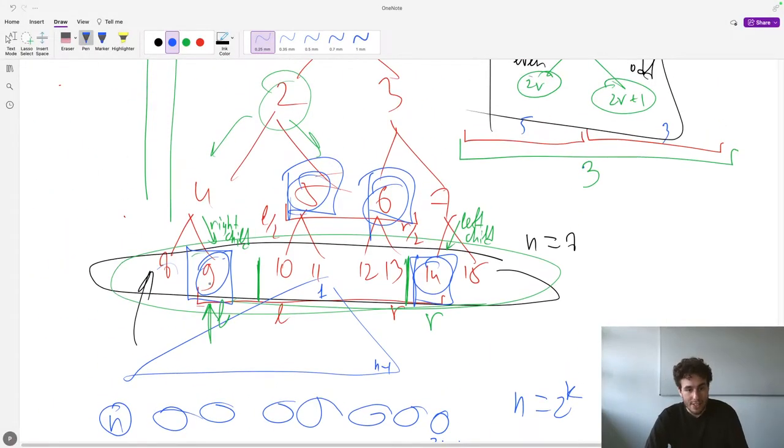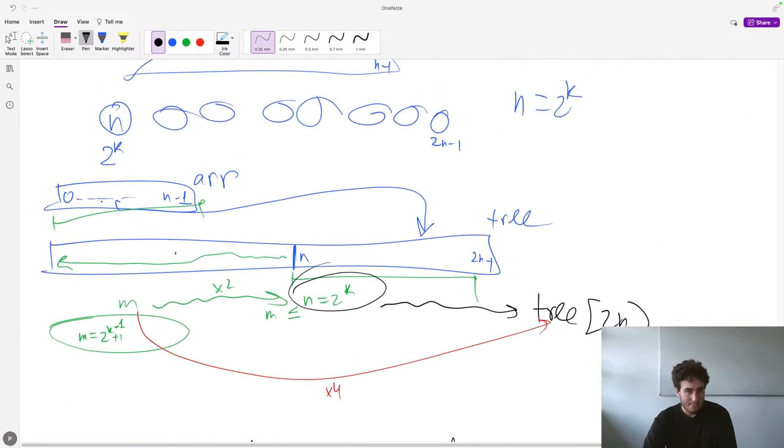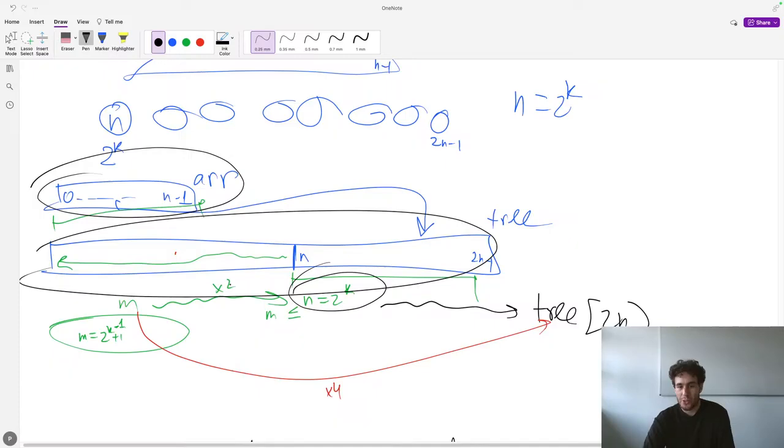Because here I start with vertices on the segment from 9 to 14. But in my initial array, these had indices like 0, 1, 2, 3, 4, 5, 6, 7. So it was an array from 1 to 6, right? So I somehow need to transform my indices from array to tree. But this is easy. This is done exactly with what I drew here, right?